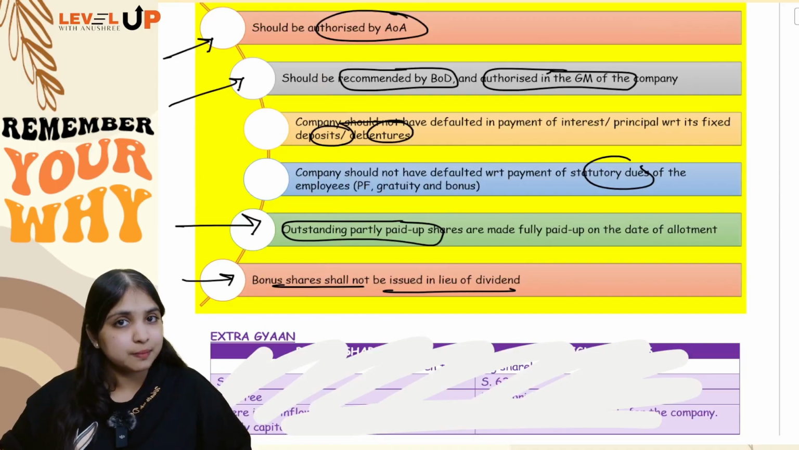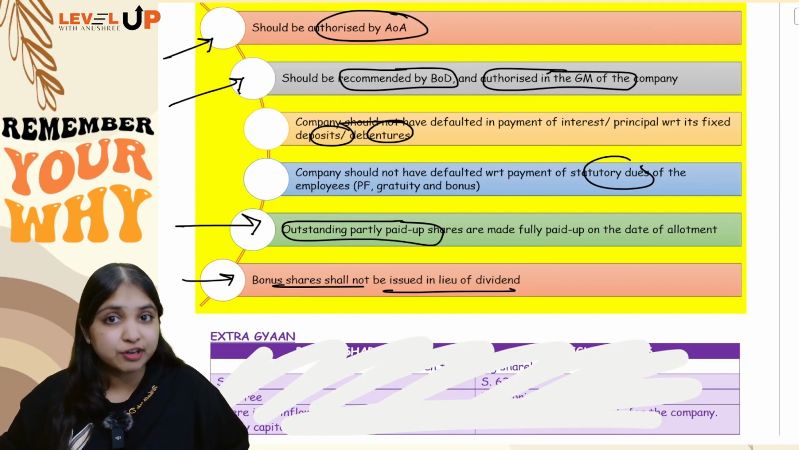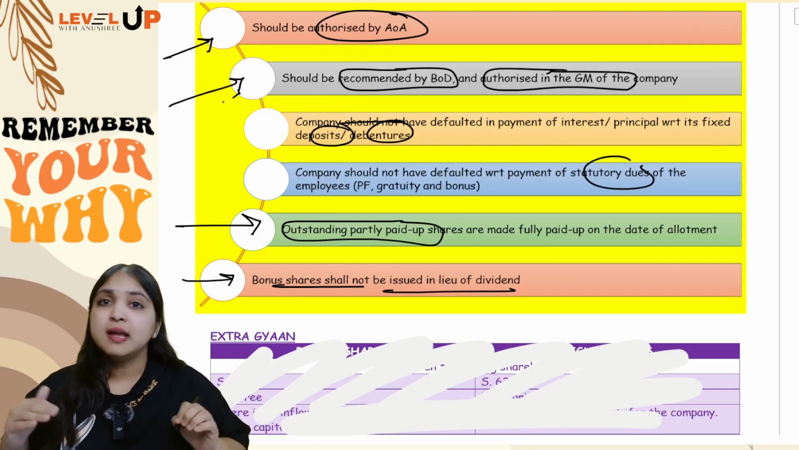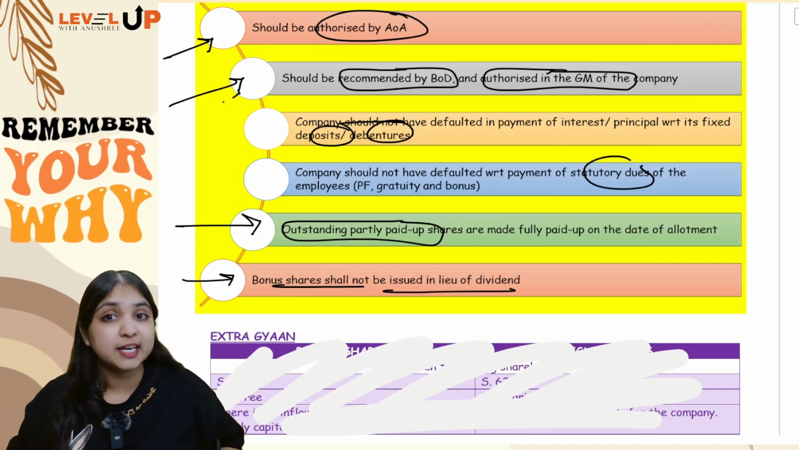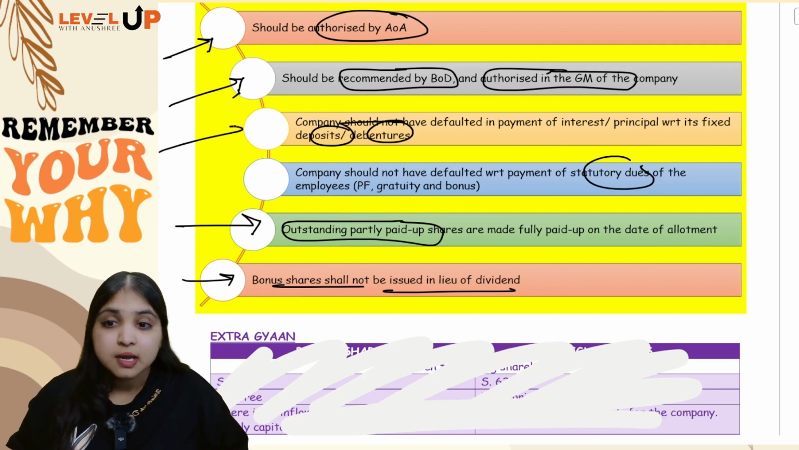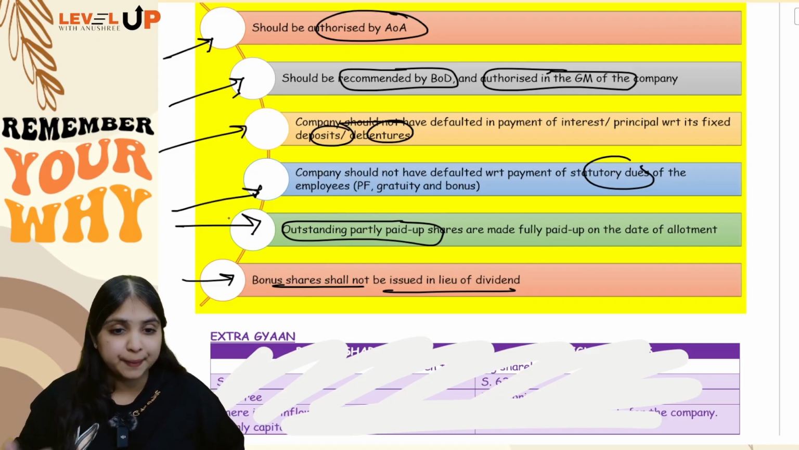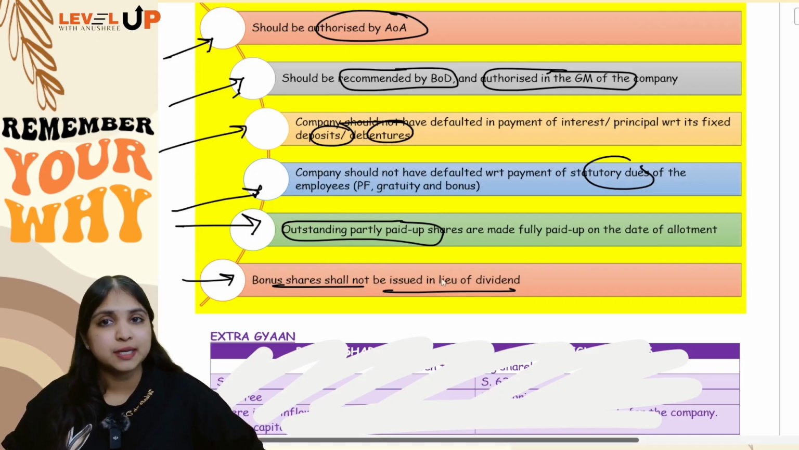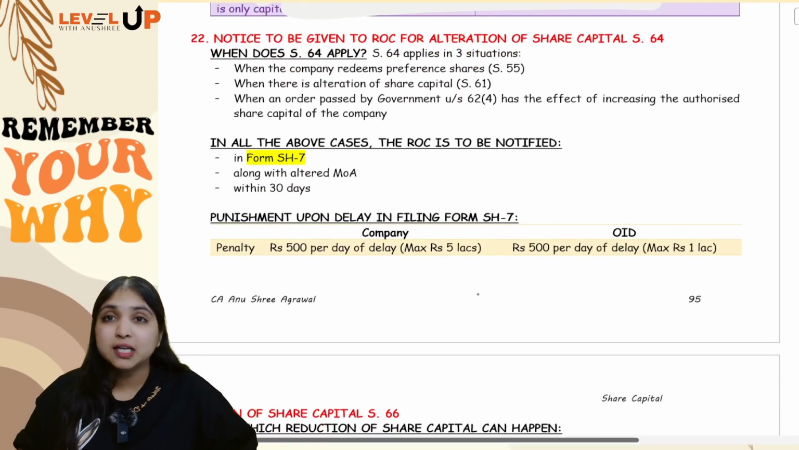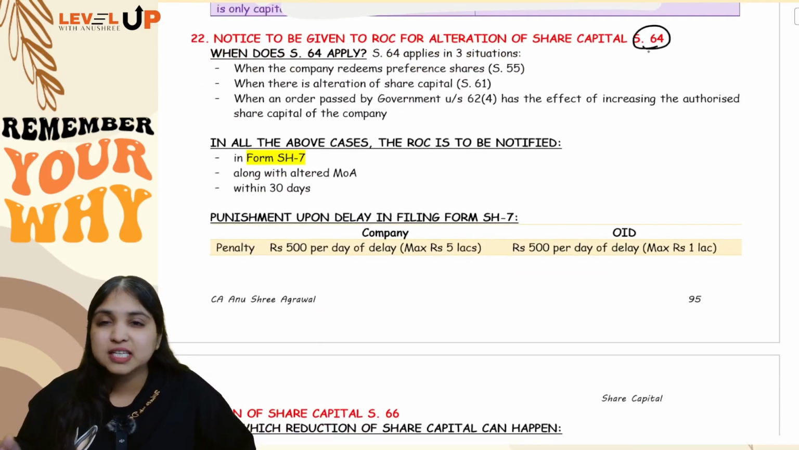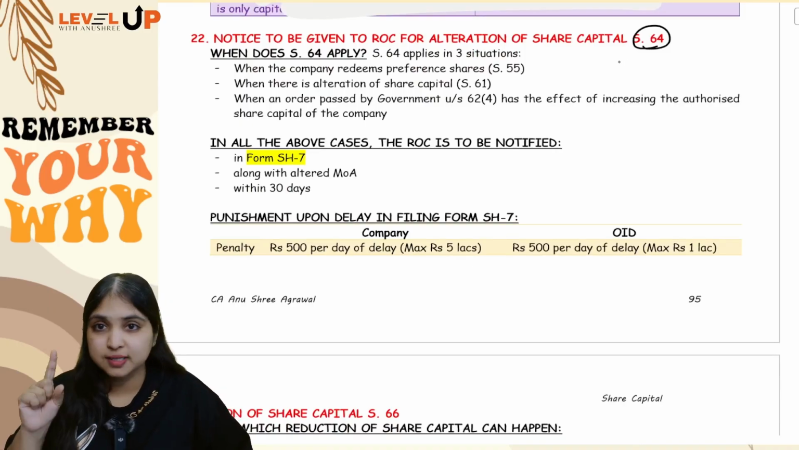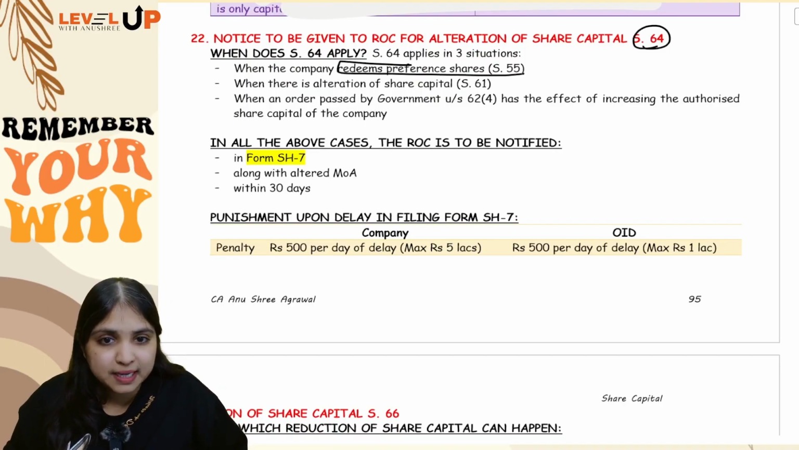It should be recommended by the board and authorized by the shareholders in the general meeting by passing an ordinary resolution. Then there should be no subsisting default relating to repayment of deposits and debentures. There should not be any subsisting default relating to statutory dues of employees. The outstanding partly paid shares should be made fully paid up. And lastly, bonus shares cannot be issued in lieu of dividend. Then we learnt about section 64. Section 64 comes into the picture in three situations. Number 1, whenever the company redeems preference shares.